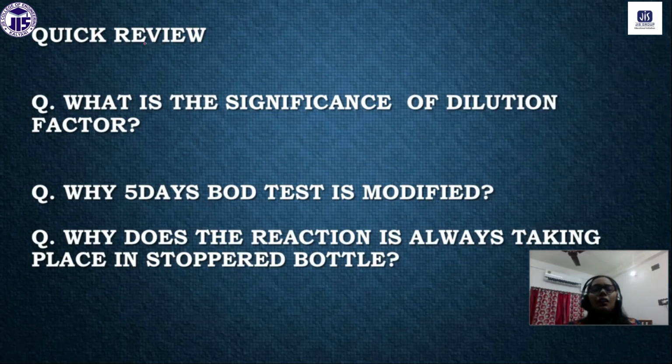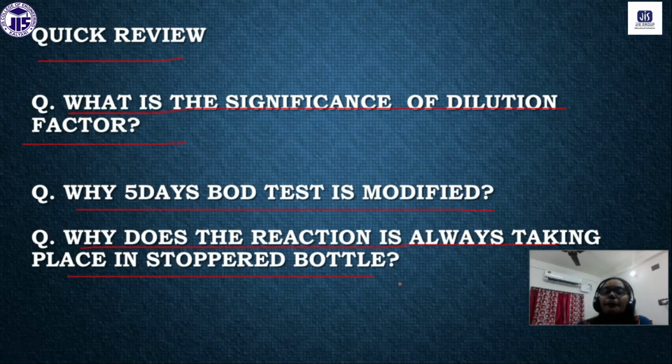Before that, first of all, some quick review. What is the significance of the dilution factor? I have already told you, you know this. Why the 5 days BOD test is modified, this I have also told you. And why does the reaction always take place in a stoppered bottle? Because the stopper prevents oxygen from entering our sample from the air. So for prevention of this, we have to use a stoppered bottle.